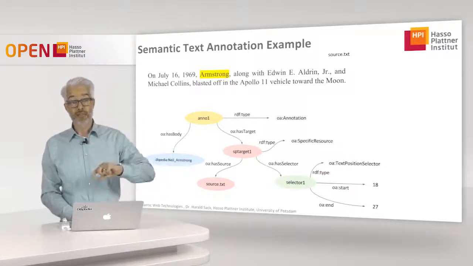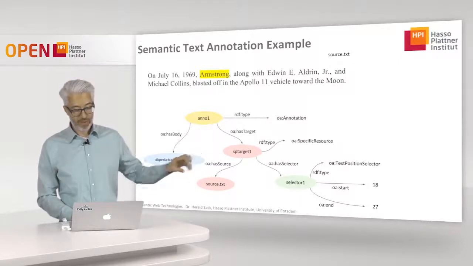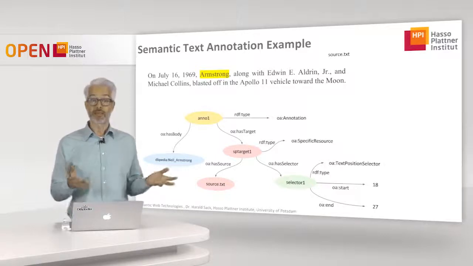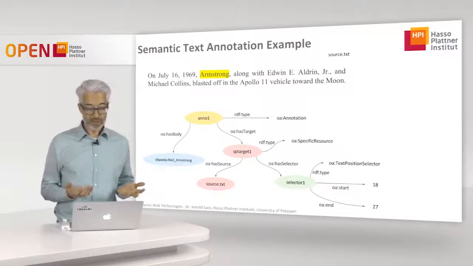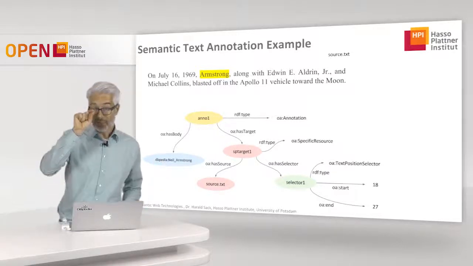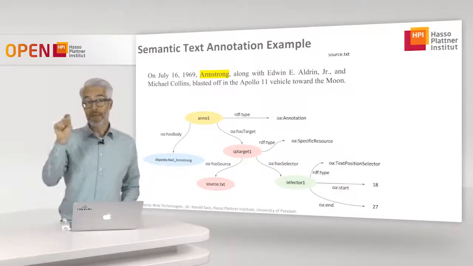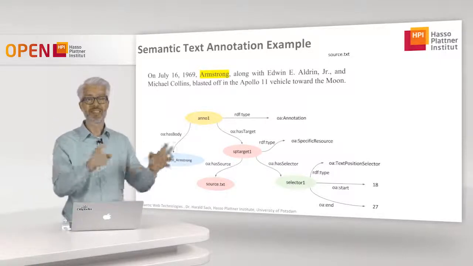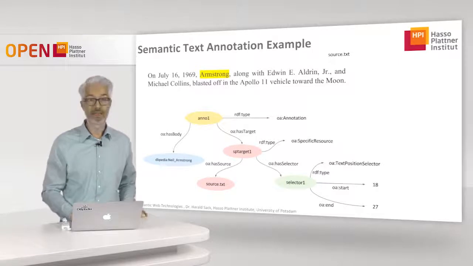And then I have the target, so what is annotated with exactly the body. And here I define a concept which is called a specific resource. This specific resource is a specific part of my entire document. So I have first to give a pointer to the entire resource. So this is here in has source. This is the source text.